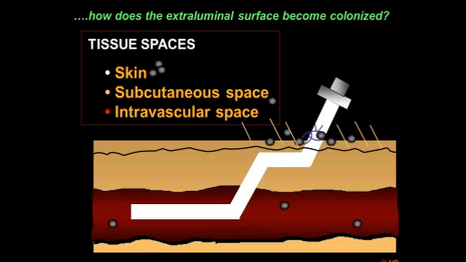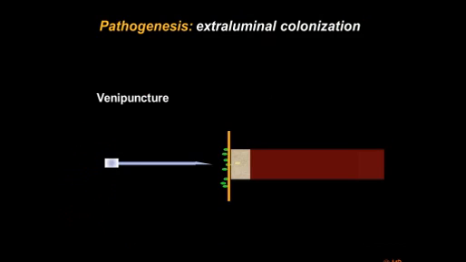Now, what about the extraluminal surface? How does it become colonized? One of the things I think we tend to forget in our pathogenesis-based interventions is that there are three tissue spaces that are crossed when we insert a vascular device of any type. First, we go through the skin, then through the subcutaneous space, and then on into the intravascular space. All three of these are important in the pathogenesis of infection.